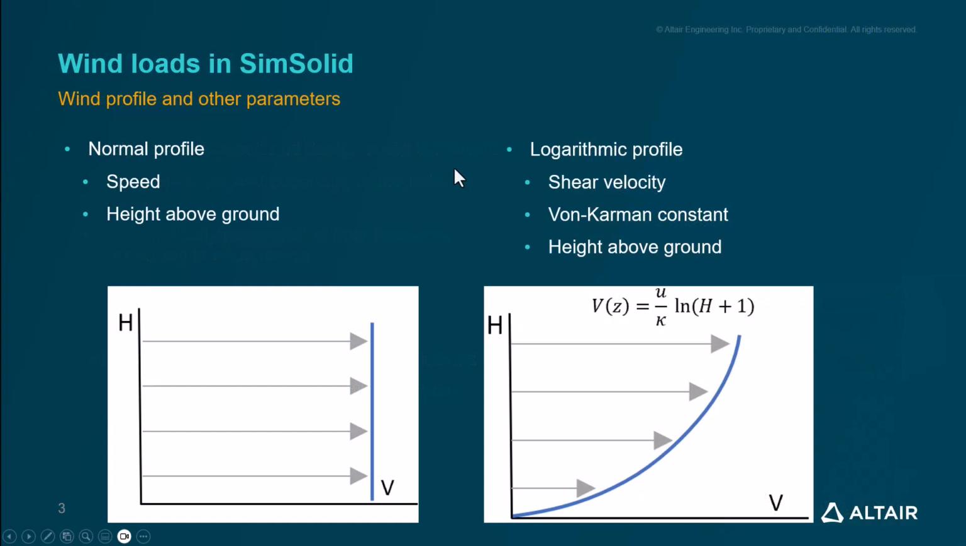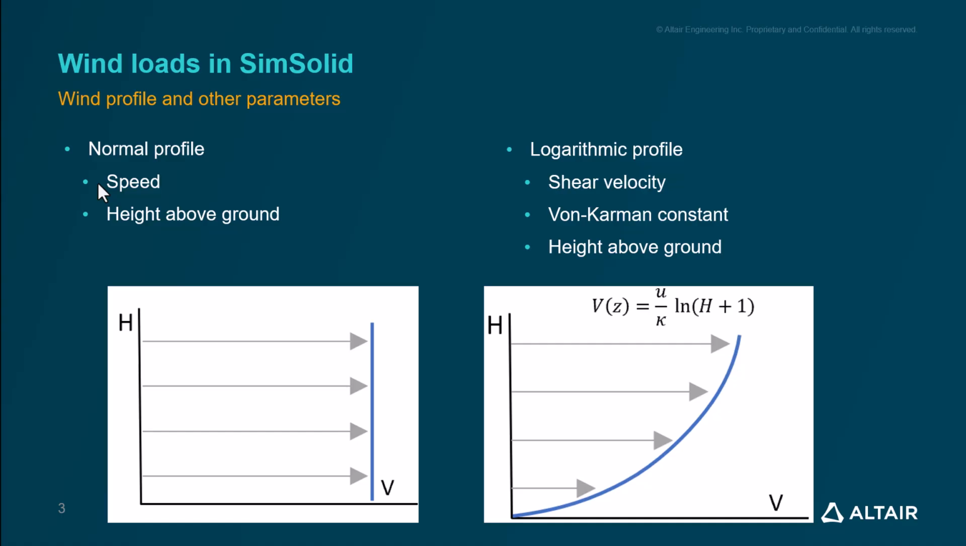Getting more into the main topic, I was mentioning the wind loads in SimSolid, and those are defined with wind profiles and a few other parameters. Those profiles are divided basically into two main shapes, the normal profile that goes with this straight line, and it's basically taking a mass of air and pushing it in the direction. It's a regular mass of air. For this, we are going to make use of the speed and the height above ground. Those are the data that we are going to use to define this normal profile.